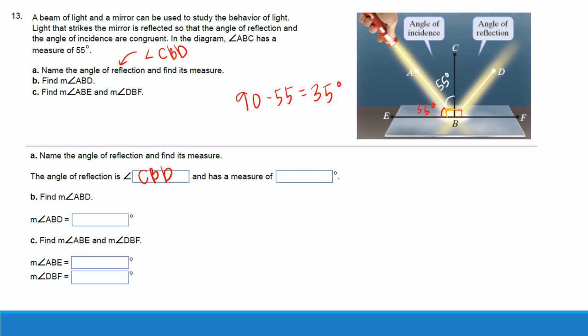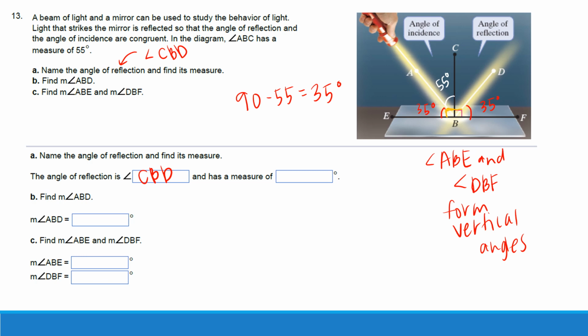This forms a linear pair, or excuse me, let me say that again. This forms a vertical angle, or ABE and DBF form vertical angles. So we know that those are equal, so we can label this one 35. What does that force angle CBD?